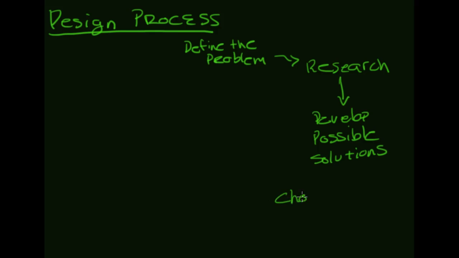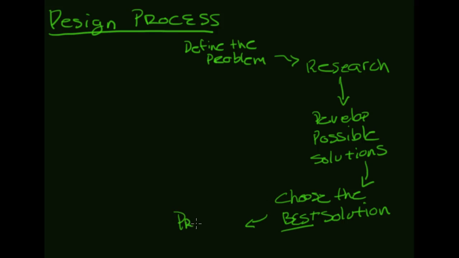So our next thing is to choose the best solution. Okay. Given our list of possible solutions, what's the best one that we came up with? So we're going to look at which one meets the requirements of the problem while also living within the constraints, and that's the one we're going to go with.